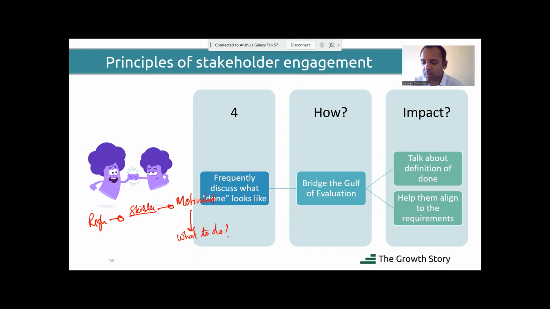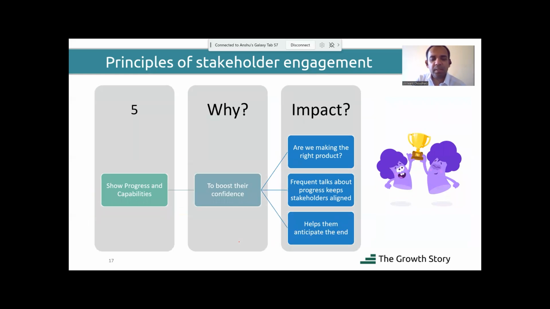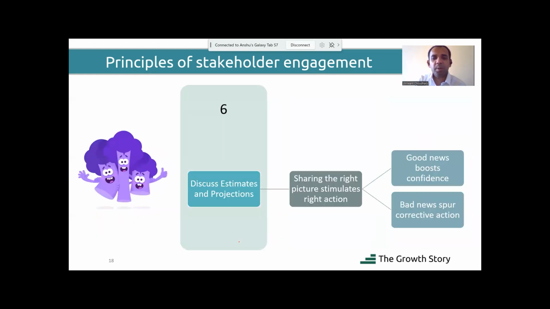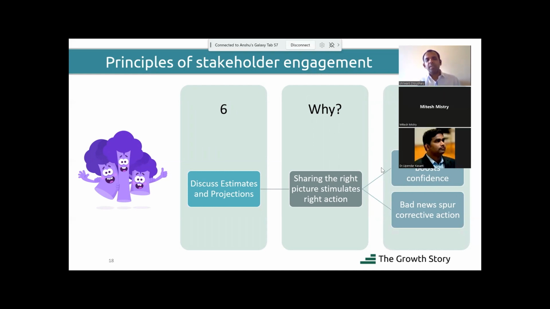What to do, or shared vision. He should know the shared vision, right? Then when he knows the shared vision, he should also know the progress, and he should also know the projections, right? So these are the different things which you need to share with the stakeholders to make sure that the stakeholders are engaged.